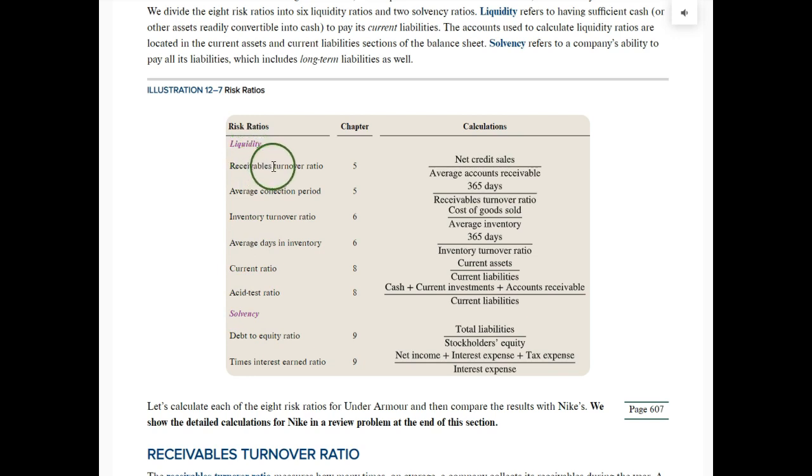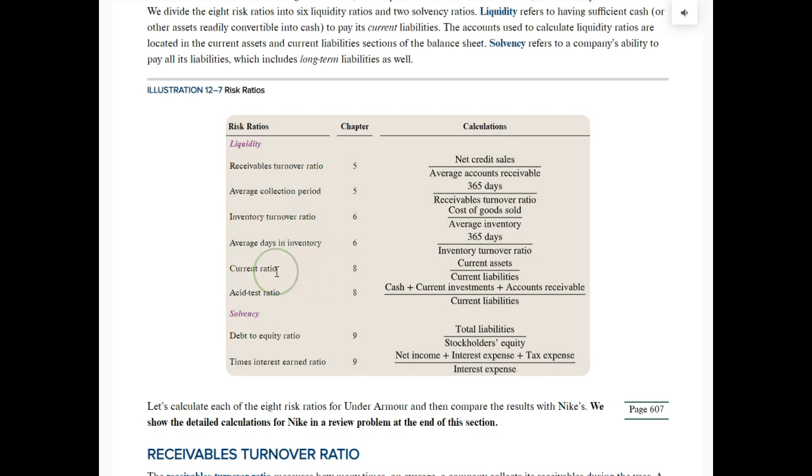And liquidity, we've seen this ratio before, both of these two, really all of these, I guess. But how quick are you collecting your receivables? So if you remember, that is net credit sales divided by average accounts receivable. That was back in Chapter 5. Then we immediately calculated average collection period, 365 divided by this ratio, and that gives the number of days. Inventory, how quick are you turning inventory over, and how many days on average do you hold inventory? That's what this will show you.